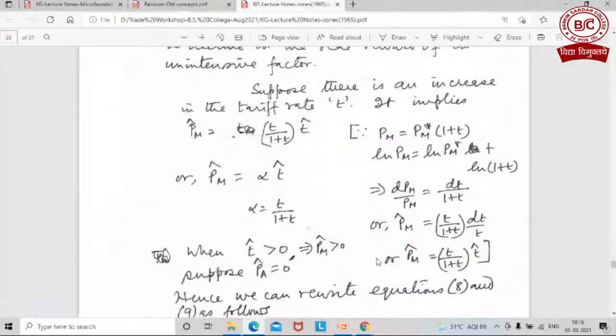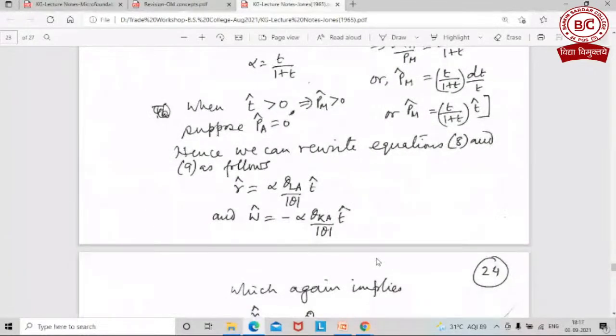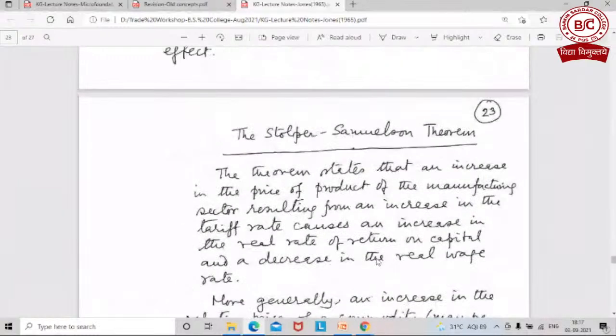What about the Stolper-Samuelson theorem? The Stolper-Samuelson theorem says that if the price of the manufacturing sector increases due to some reason, maybe a tariff increase, then the rate of return on the factor in which that sector is intensive increases. Now, what is the factor in which that sector is intensive? If the price of the manufacturing sector increases, all of us know that the manufacturing sector is capital intensive.